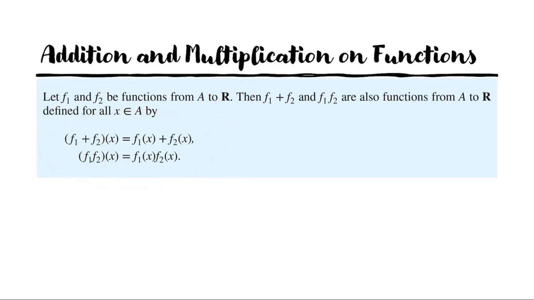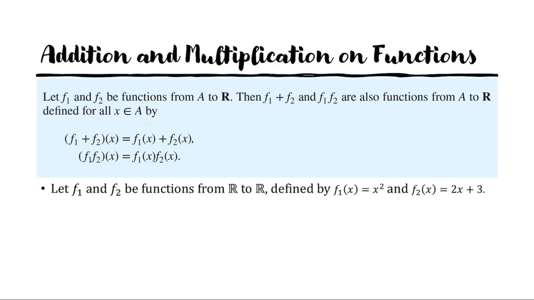Right, so if both functions are from set A to the set of real numbers, then the sum of two functions or the product of the two functions is also a function from set A to the set of real numbers. So if you add the two functions, (f1 plus f2) of x is the same as f1 of x plus f2 of x. Same thing with the multiplication, (f1 times f2) of x equals f1 of x times f2 of x.